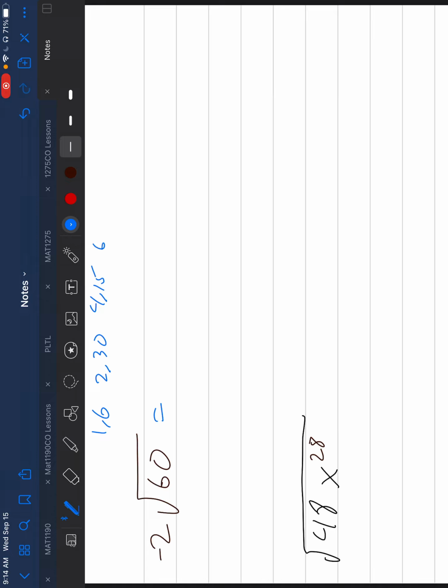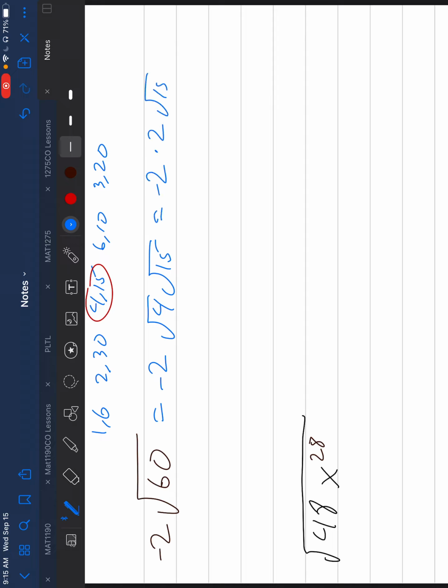Let's use 6 and 10. These are the factors, everything that multiplies to 60. I think I'm missing something. 3 times 20, right? There's a lot of factors of 60, but we have hit on one that contains a perfect square, so let's go with that one. Negative 2 on the outside, square root of 4, square root of 15 is going to equal negative 2 times 2 radical 15. Multiply those outside values, negative 4 radical 15.